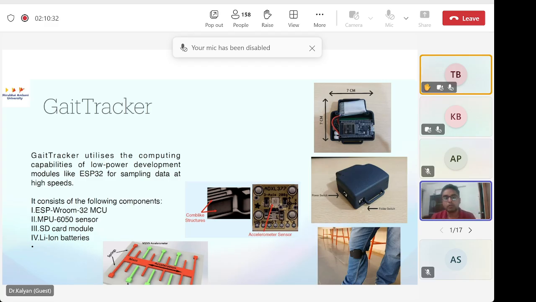which basically has a MEMS accelerometer sensor cum gyroscope. It's a 6-axis, 6 degrees of freedom device, and we basically started with ESP32. We are going to the next stage right now. So we just used this device and made up something. So I'll tell you how this accelerometer works.